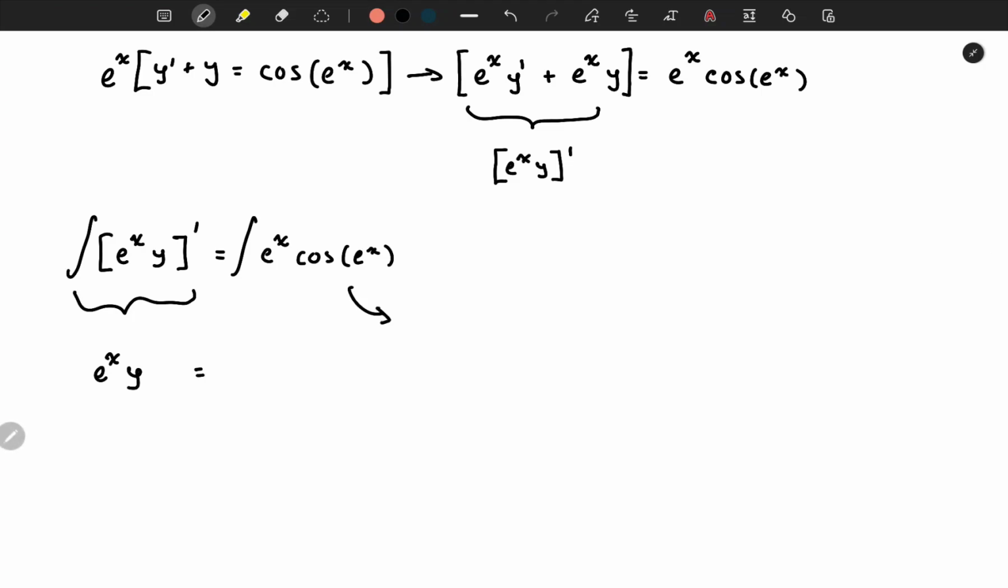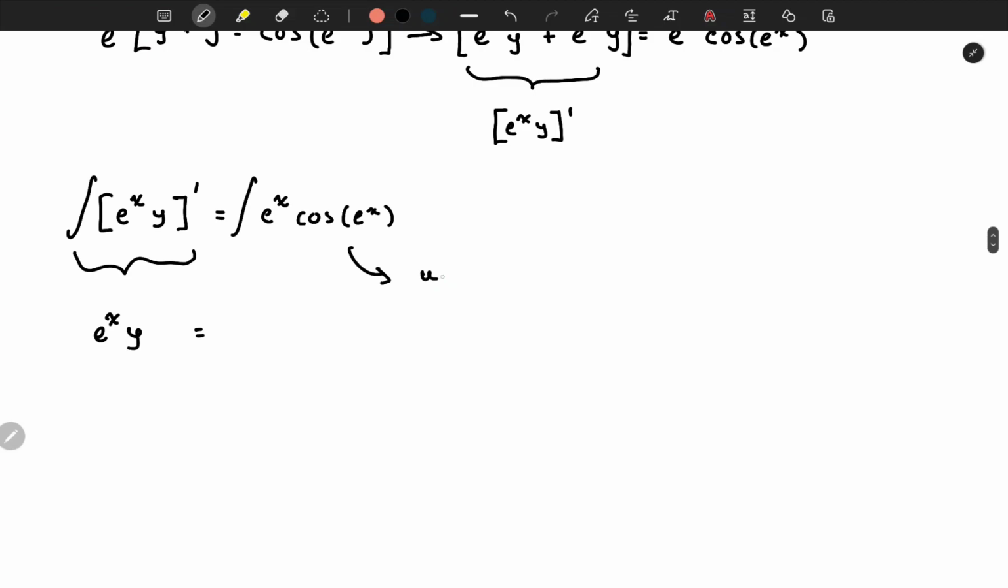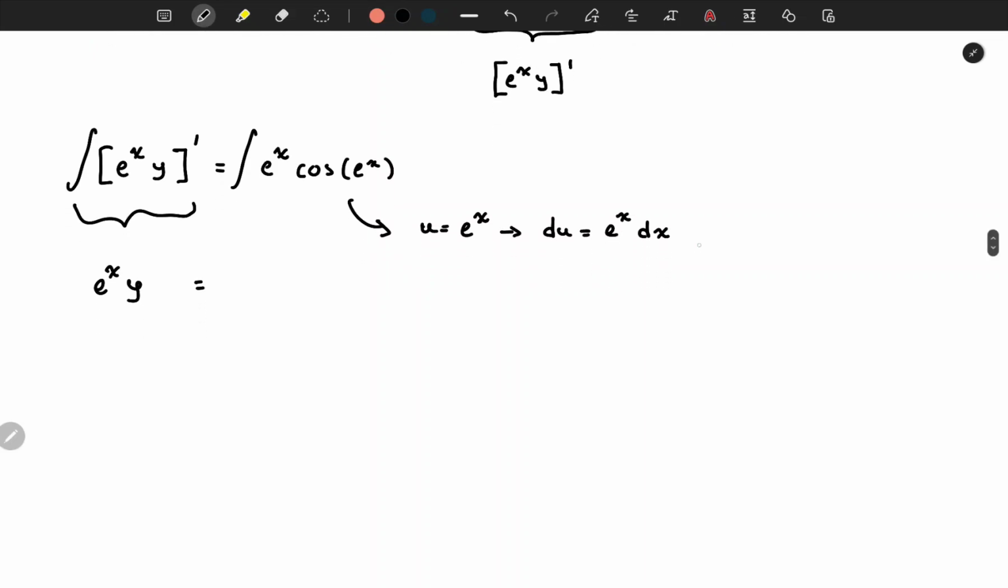So what can we do? Well, we know that we can use u substitution. This isn't too complicated of an integral. So let's go ahead and let our u equal e to the power of x. And that means our du would just be e to the power of x dx. And so that means our dx is equal to du over e to the power of x.